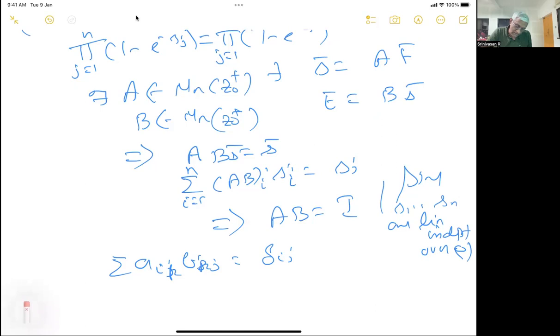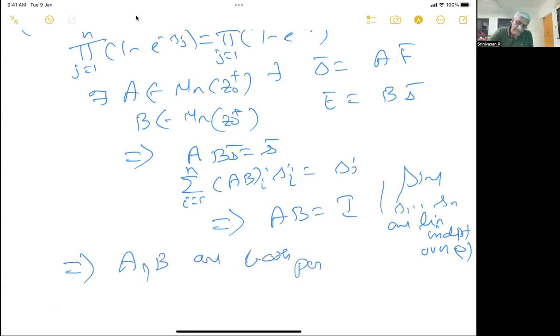So this implies, a matrix with only one element equal to 1 in a row or in a column is what is called a permutation matrix. So this implies A and B are both permutation matrices, which in particular are unitary. They just permute the standard orthonormal basis. Permutation matrices, and A equal to B inverse. Good.